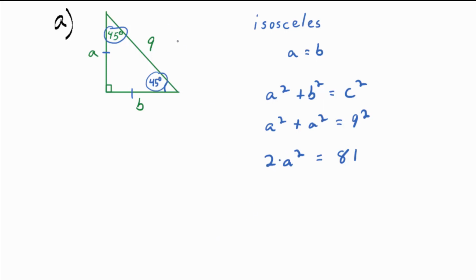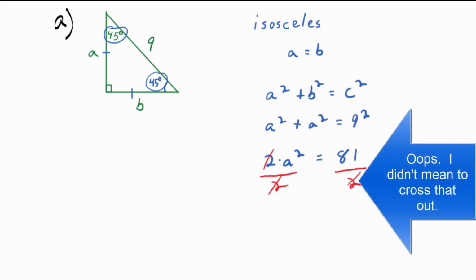So how do I get 2A squared by itself? I'm multiplying by 2, so what do I have to do to get rid of that 2? Divide it. So I get 81 over 2 on the right side. A squared equals 81 halves.